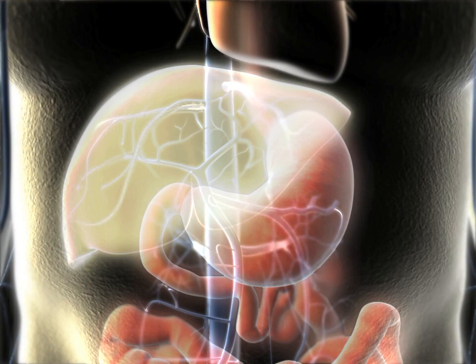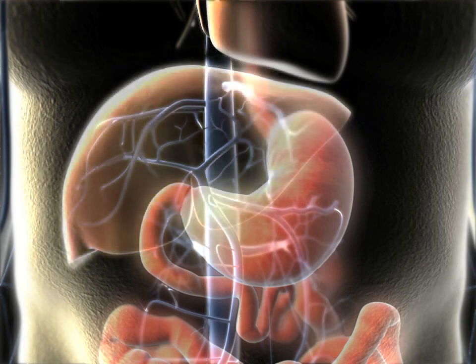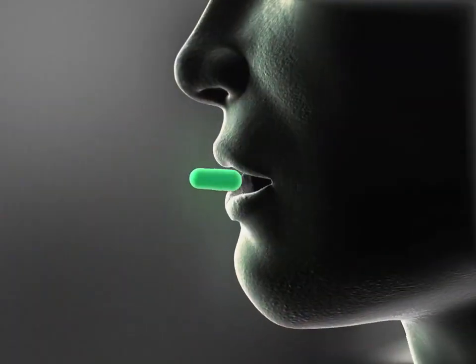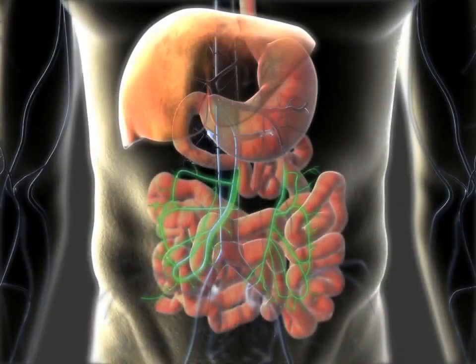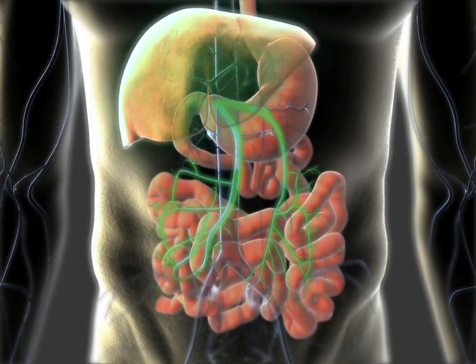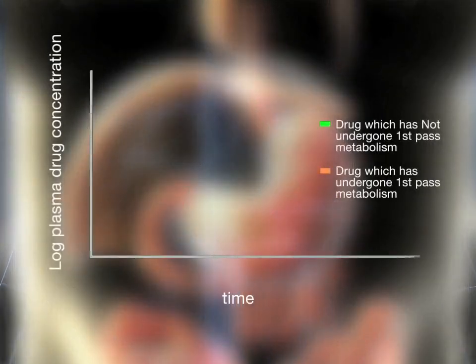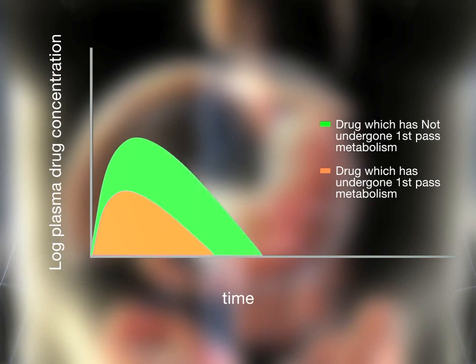A drug which is biotransformed to a significant extent prior to reaching the general circulation is said to have undergone first-pass metabolism. Drugs which do not undergo first-pass, as indicated by the green color, will require a relatively lower oral dose than those compounds which have undergone first-pass metabolism, and these drugs have a higher bioavailability.